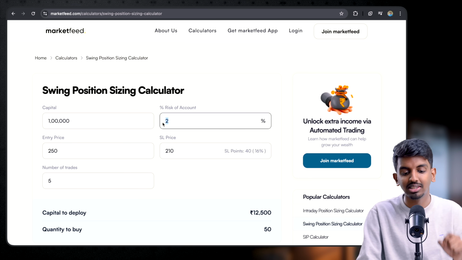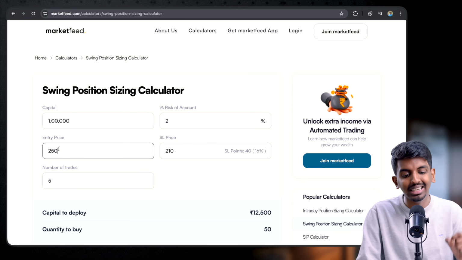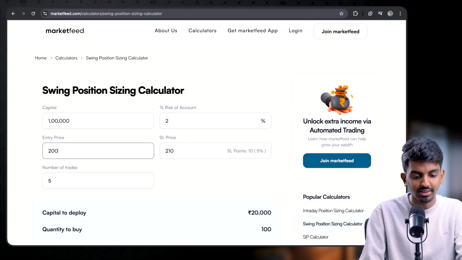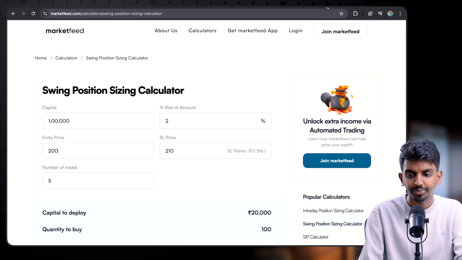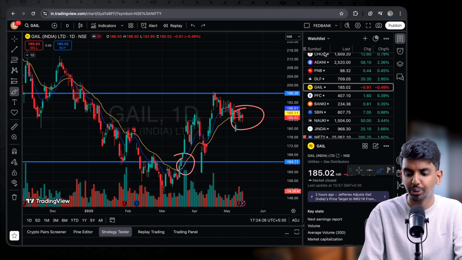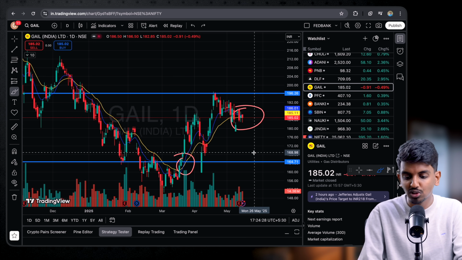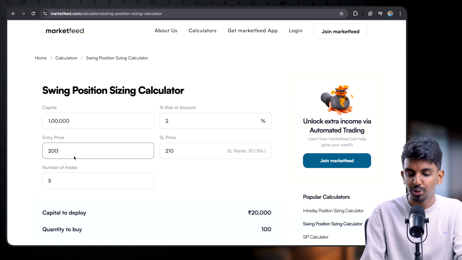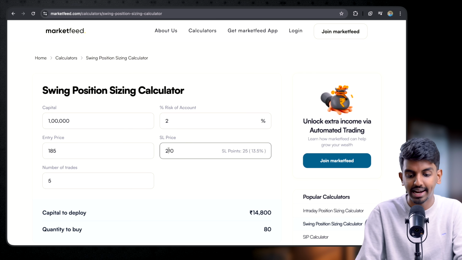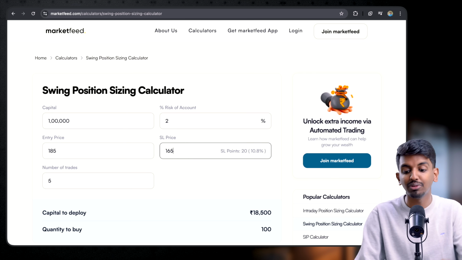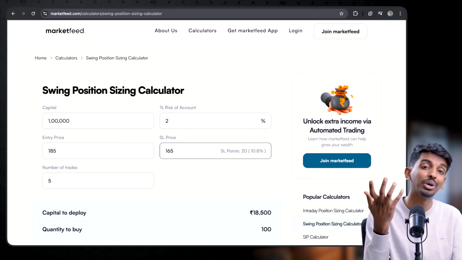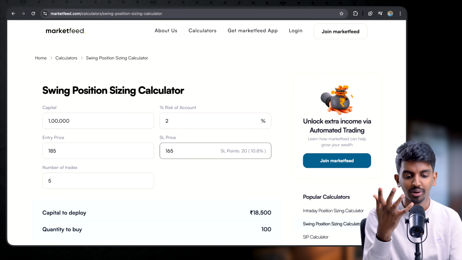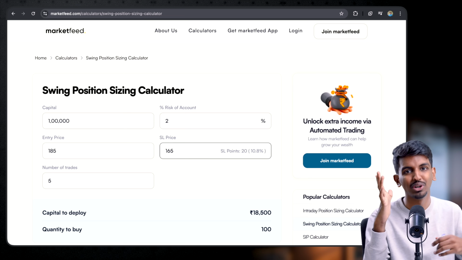So make sure you keep this at 2% here, and you can enter the entry price that you're planning. Let's say for Gale, you're planning to enter at 185 and your stop loss you're planning somewhere near 170, 168. So you can say 185 is my entry price, 165 is your stop loss. What did you get here? You understood, or you have a plan. That's your first thing, right?